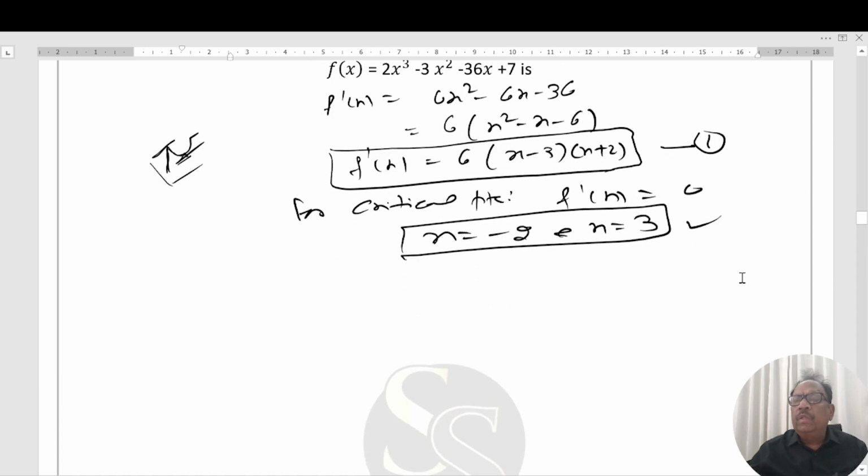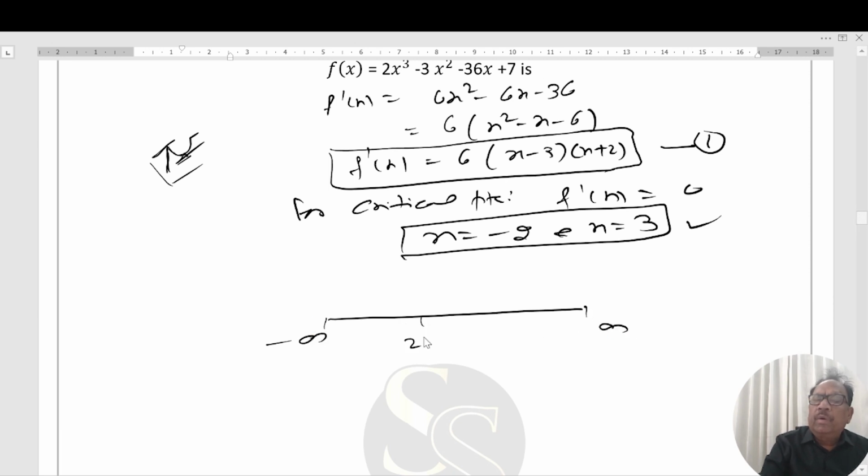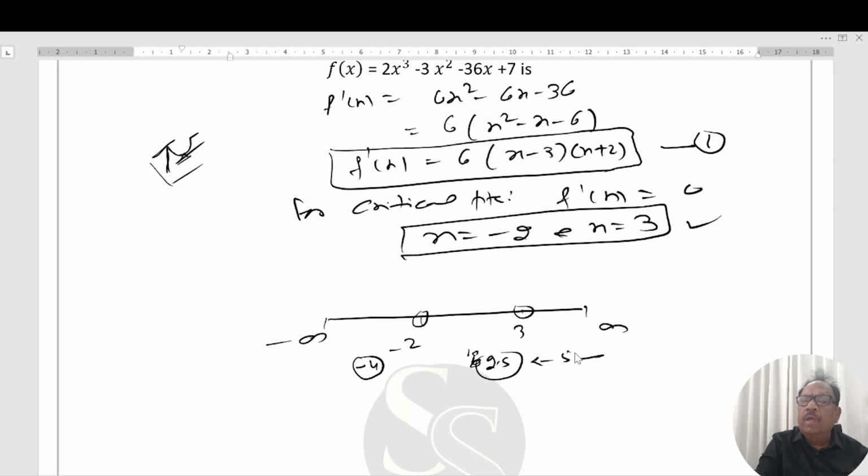Now, what is the next procedure? Put them on the number line. Because it is a polynomial, we take minus infinity, infinity, with minus 2 and 3 marked. Move from left to right, picking up any arbitrary value. We take say minus 4 here, say 2.5 here, and here we can take 5.